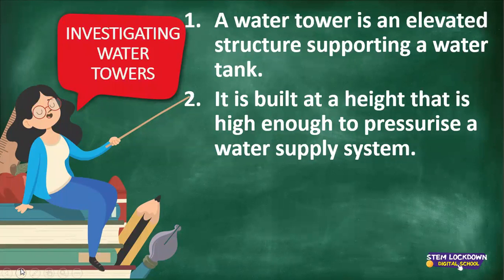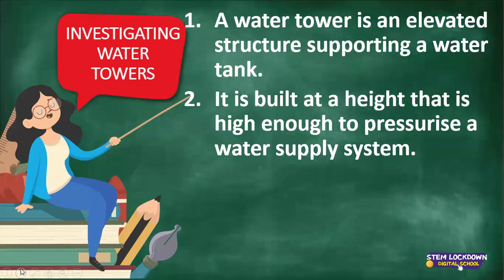So a water tower is an elevated structure supporting a water tank. When they say elevated structure, it basically means that it is risen above the ground, and it is built at a height that is high enough to pressurize a water supply system.